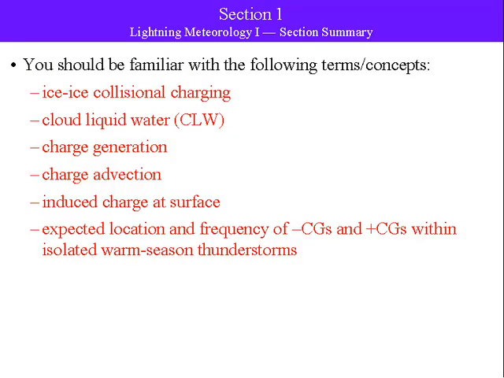In summary, you should be familiar with the following terms or concepts from Lightning Meteorology 1: ice-ice or graupel-to-ice collisional charging, cloud liquid water, charge generation and advection, induced charge at the surface, and most importantly, the expected location and frequency of negative and positive CGs within isolated warm season thunderstorms as well as MCSs.